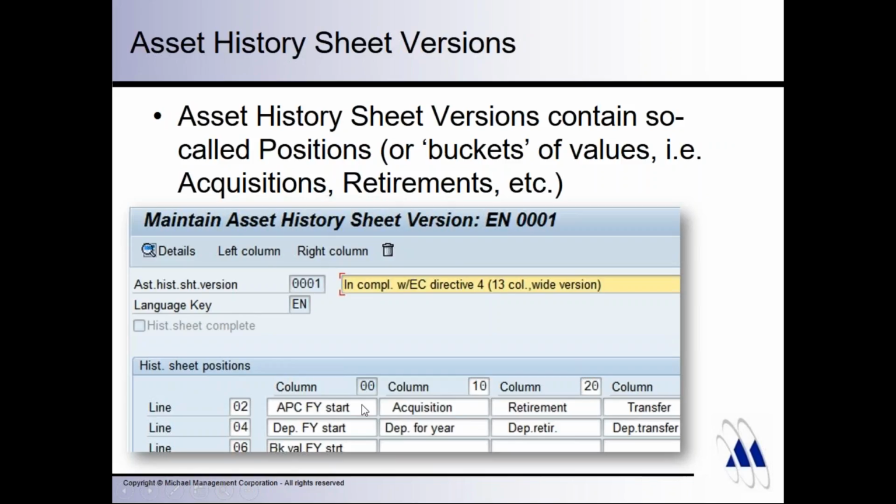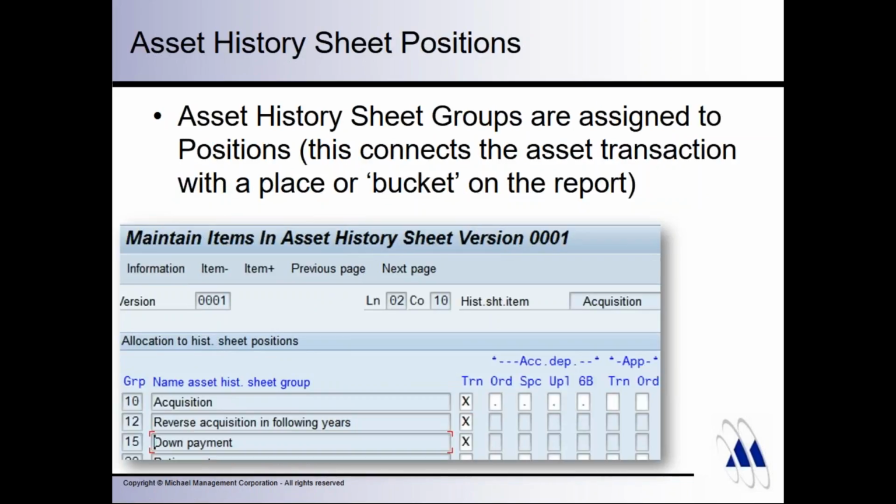Now if you think about this report, there's a lot of positions on here. So this is not the entire report. There's additional columns here. There's the ending balances at the very end. So there's quite a few of these things that you need to configure. And you start that by simply double clicking one of these positions. So I would double click that acquisitions field right here, and I would see this screen. It tells me that I am in the acquisitions position, and now it shows me the asset history sheet groups, a long list. You only see the first 3, 4 here, but there's probably 20 on that list, so the list keeps going.